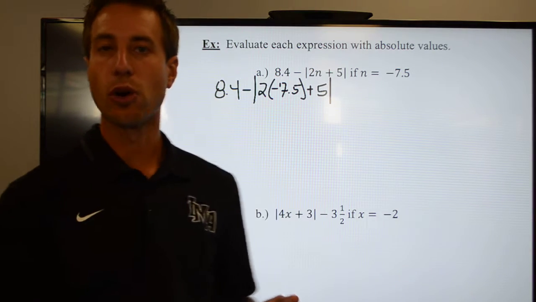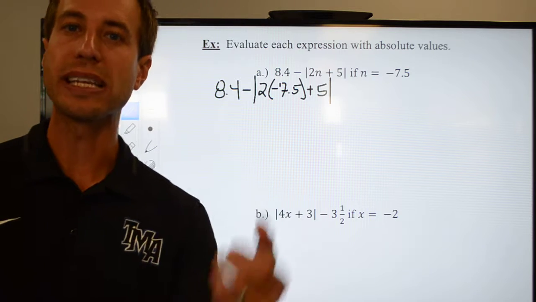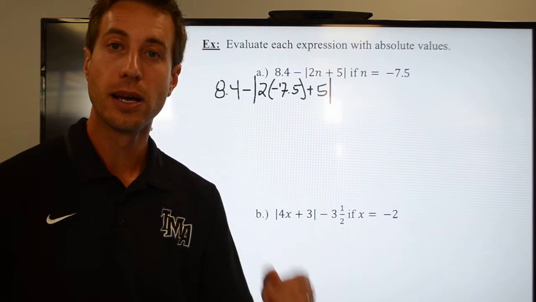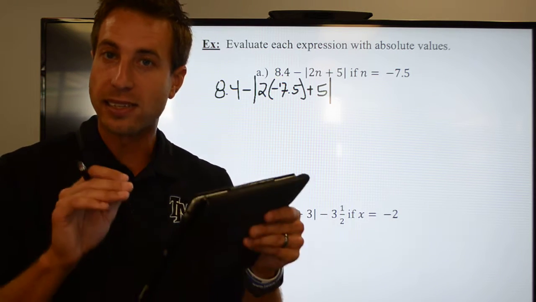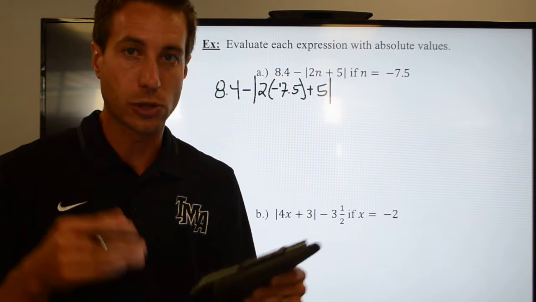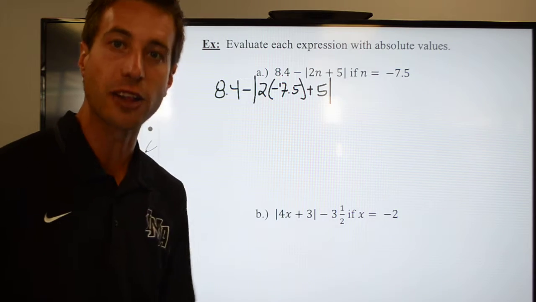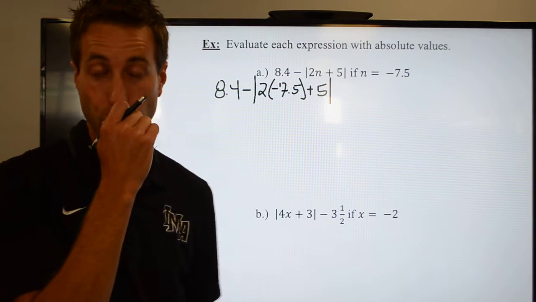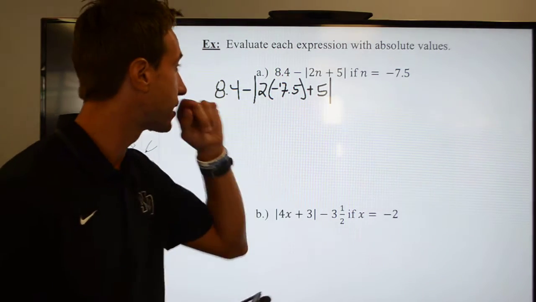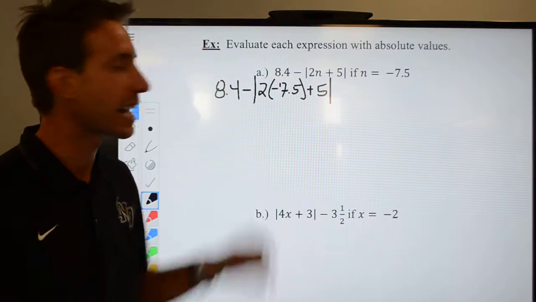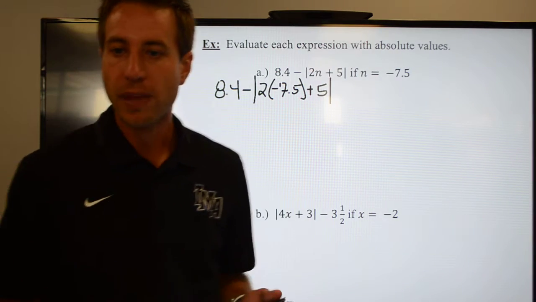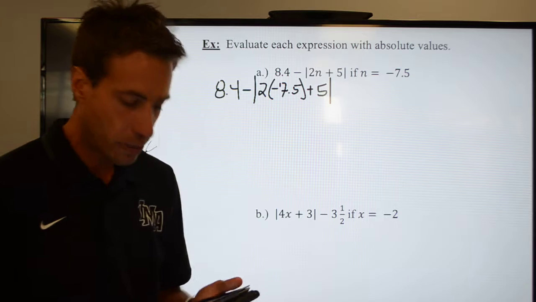And when it comes to the order of operations, you will need to treat the absolute value sign as a grouping symbol, right? It's the same as parentheses or brackets or braces. You will take care of everything inside the absolute value before we work out. So here we go, taking care of everything inside the absolute value, working left to right. I got to do the multiplication first. 2 times a negative 7.5 will be a minus 15.